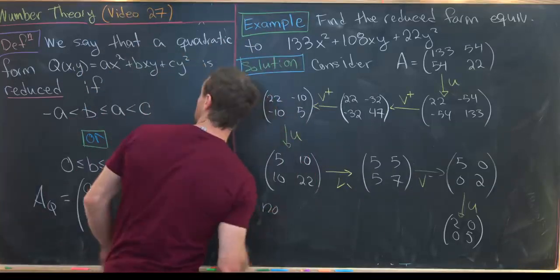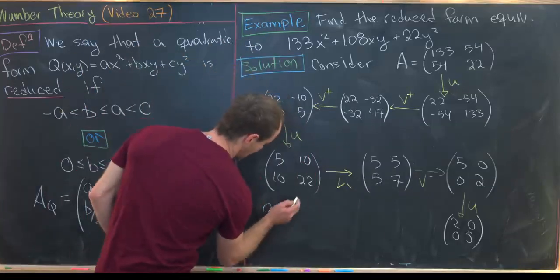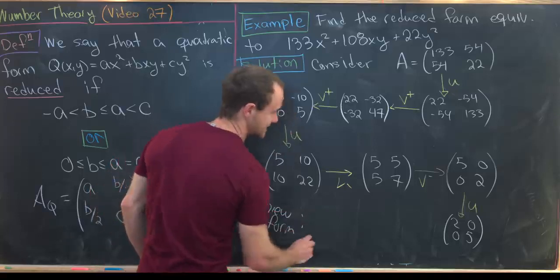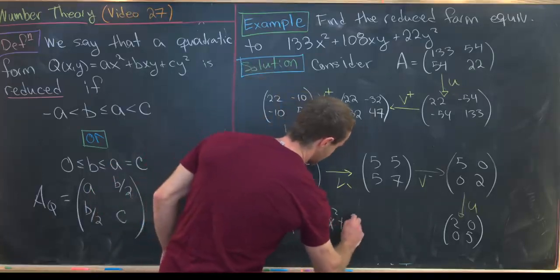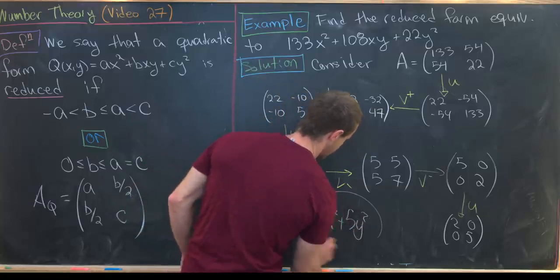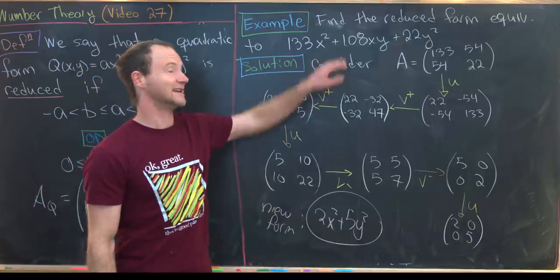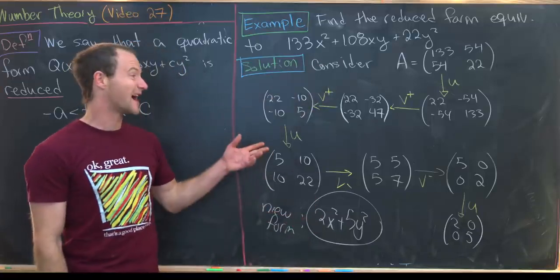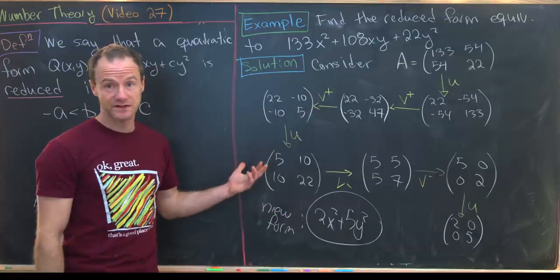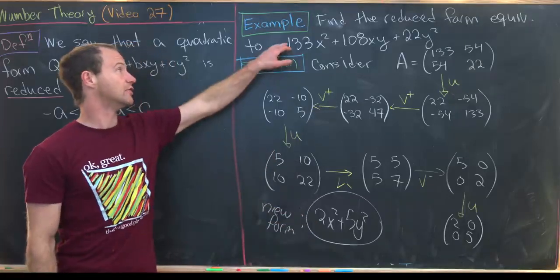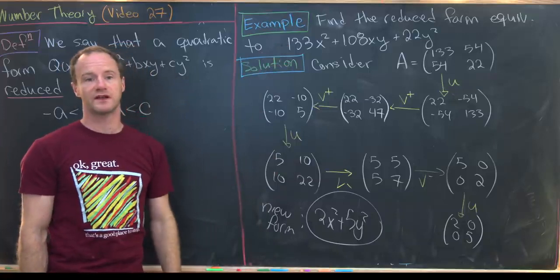So that means that we have a reduced form, and our new quadratic form is the following: 2x squared plus 5y squared. And you can imagine it's probably easier to work with this quadratic form than it is this quadratic form. But by the equivalence, as we'll see, anything you can prove about a quadratic form like this, you can also prove about a quadratic form like this.